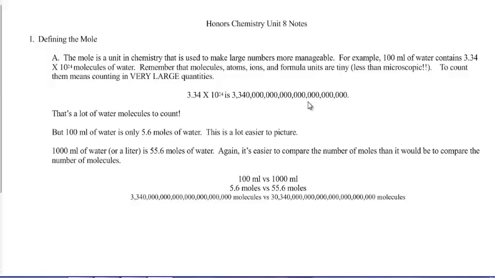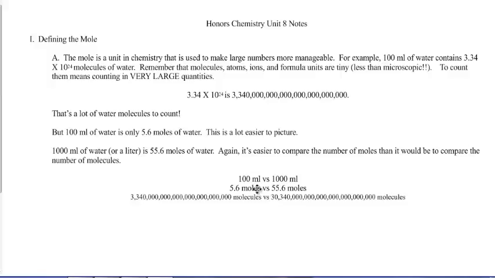But what scientists did was they made a unit called the mole, because 100 milliliters of water is only 5.6 moles of water. That's a lot easier to picture. 1,000 milliliters of water, or a liter, is 55.6 moles of water. Again, we can compare moles a lot easier than we can compare molecules. Look at these comparisons down here. 100 versus 1,000, 5.6 versus 55.6.